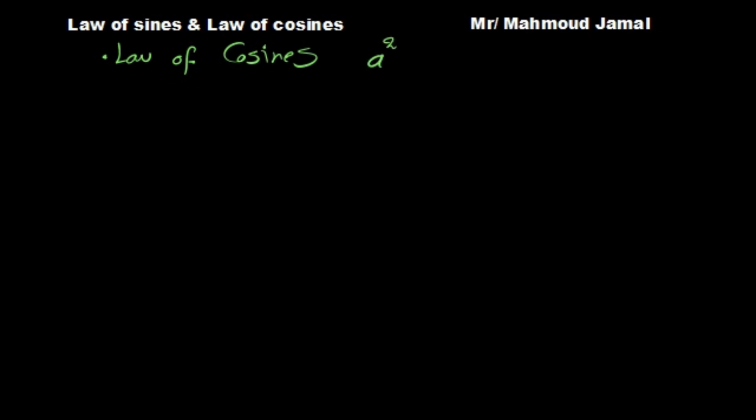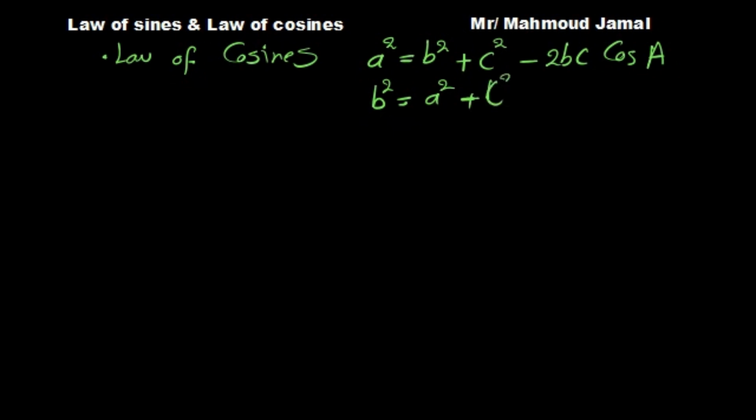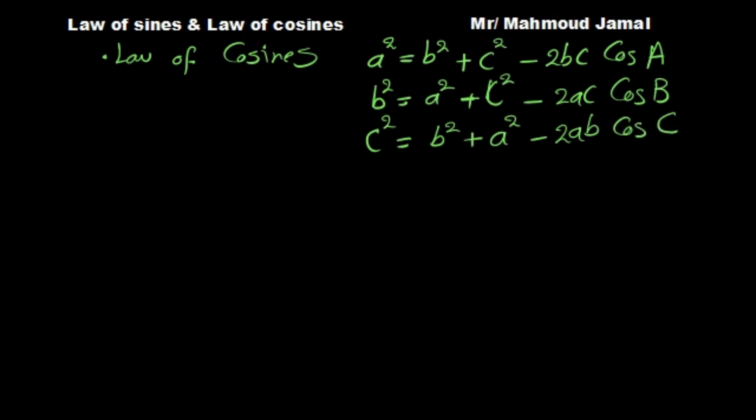A squared equals B squared plus C squared minus 2BC cosine A. And if we want to find B squared, it equals A squared plus C squared minus 2AC cosine B. And if we want to find C squared, it equals B squared plus A squared minus 2AB cosine C.